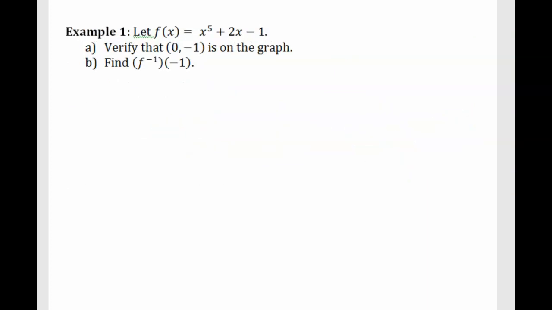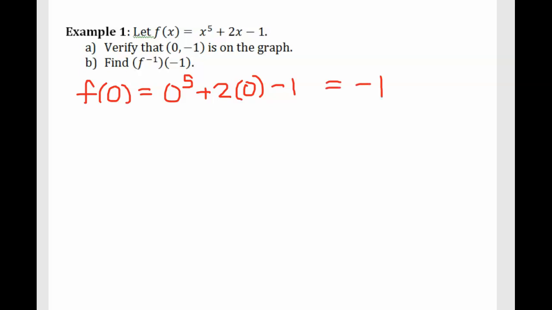So, we have f of x equals x cubed plus 2x minus 1. We want to find (0, negative 1) on our graph. So let's start with f of 0 and confirm that it equals negative 1. So we verified our point. So that's kind of like my P and my Q.